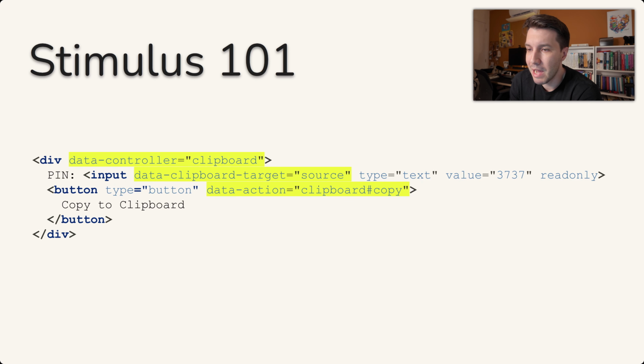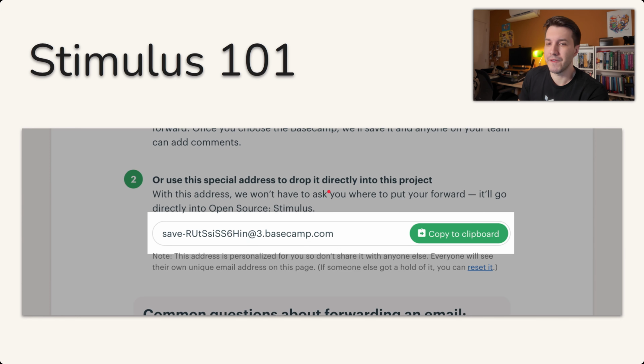So whenever a click happens, this action over here, copy on the clipboard controller, will be executed. So this is the whole feature. There is a stimulus controller over here, and this is a source attribute, a source target, and we have an event listener in the button. So if you click on it, the value of the input gets added to your clipboard, and that's it. That's Stimulus in a nutshell.